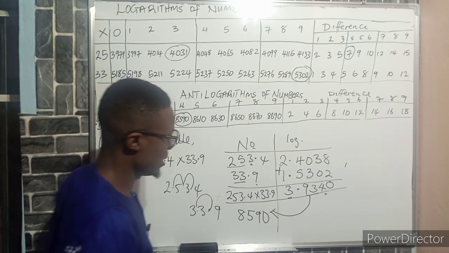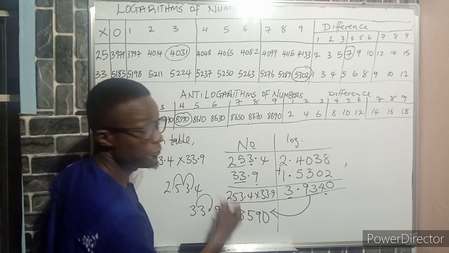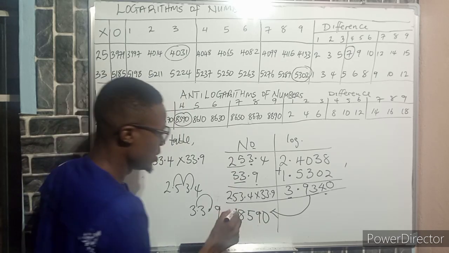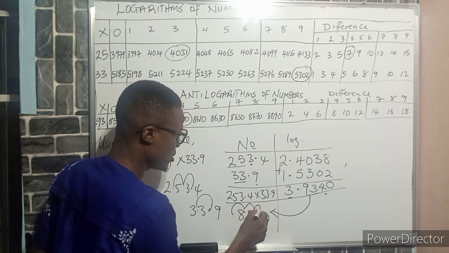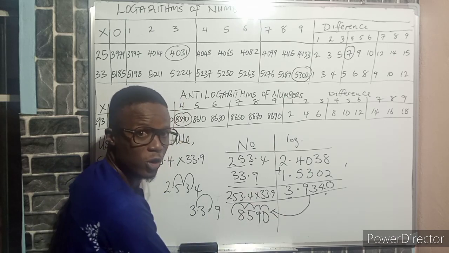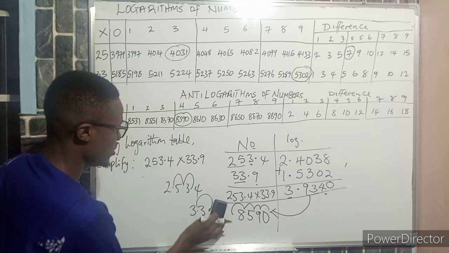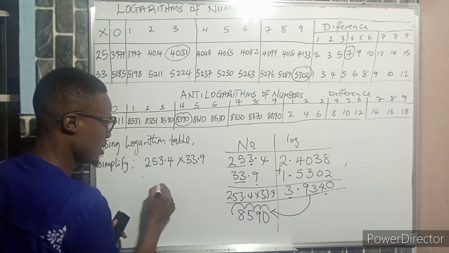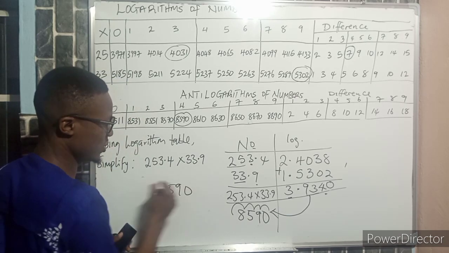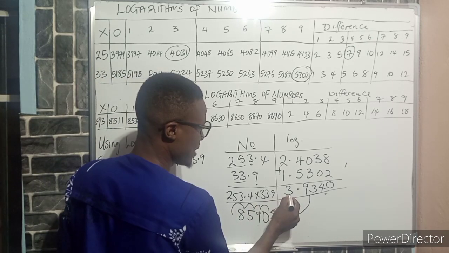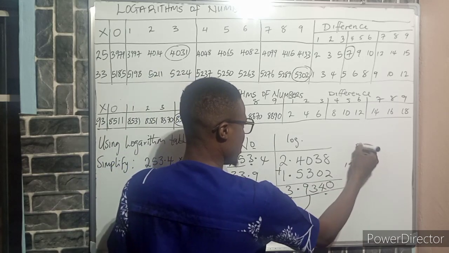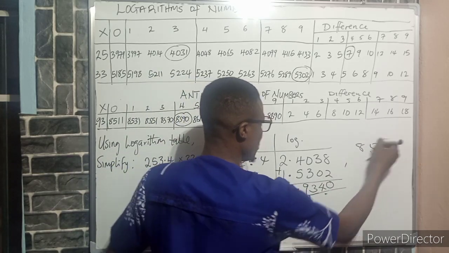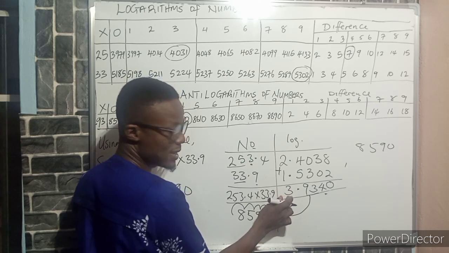If the characteristics is 3, begin from the back and count 4. You add extra 1 to it. So you move 1, 2, 3, 4. So the point has gone off the number. Therefore, the required answer is 8590.